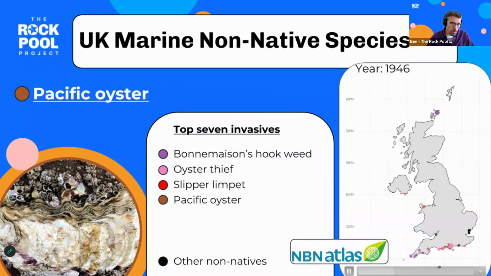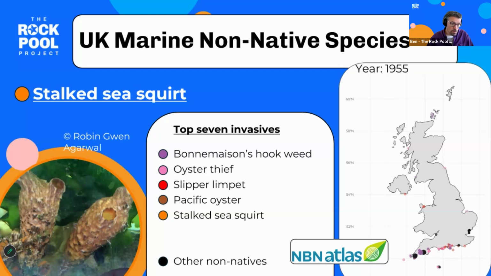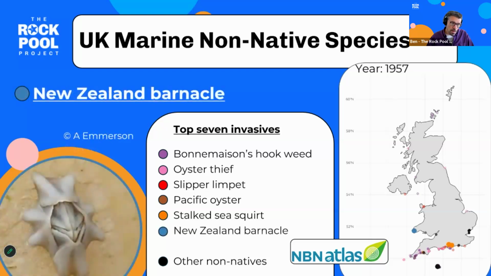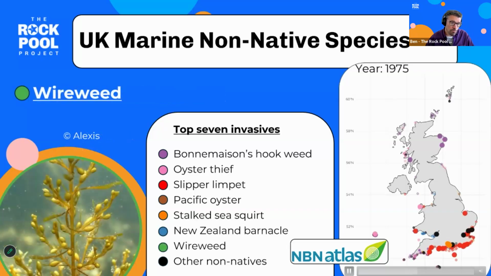And then as the years went by, it was joined by other seaweed species, the oyster thief, slipper limpets, and Pacific oyster. These mollusks came along. And then up until sort of the 70s, we had some more species, but most of it tended to be on the south coast. And then once we moved beyond the 70s, we had new species, particularly wireweed, as you can see there, which was a really big player that we'll talk about soon. And these species began to spread to other parts of the UK.